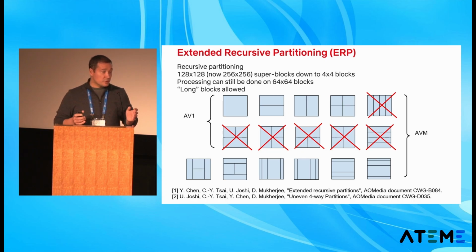Currently, the super block that is being subdivided by this partitioning can be up to 256 by 256 samples, but the processing can still be done on 64 by 64 blocks, so as to enable hardware friendly processing. Also, some long blocks are allowed, for example 64 by 4.